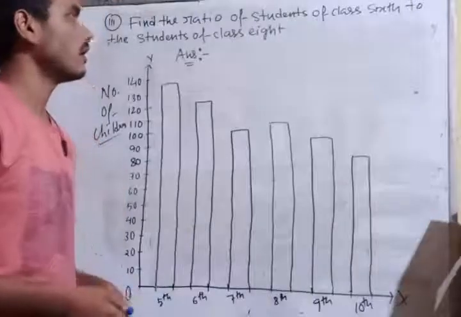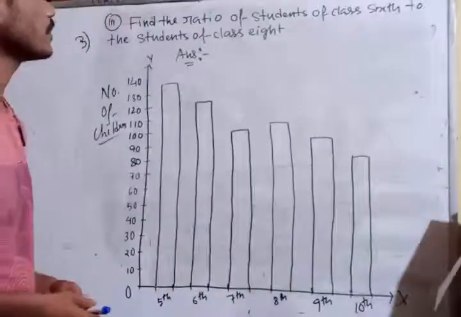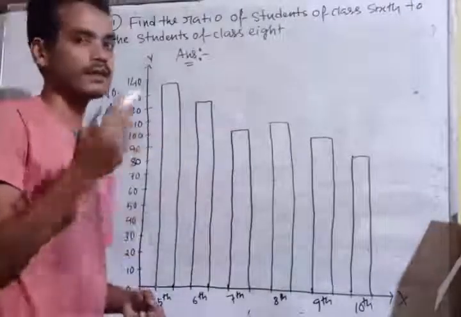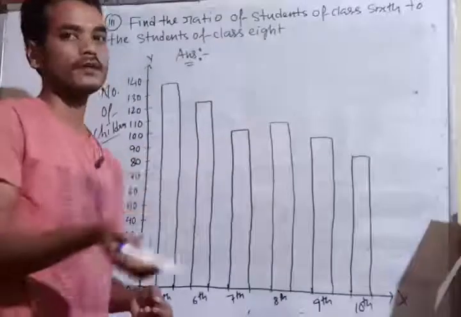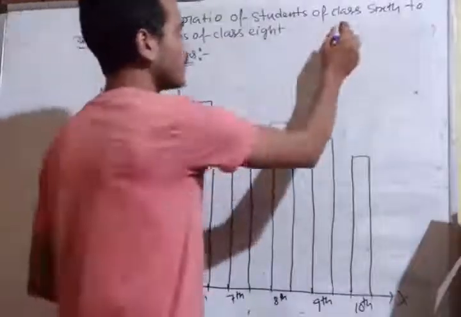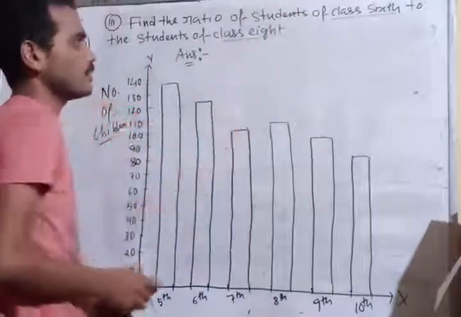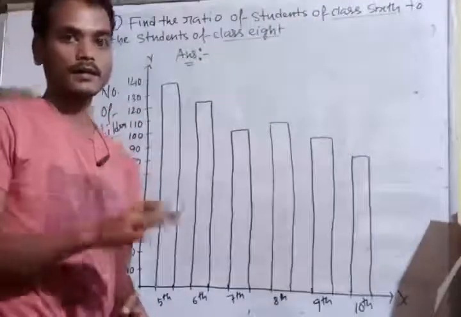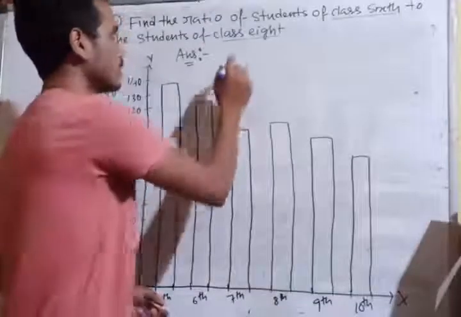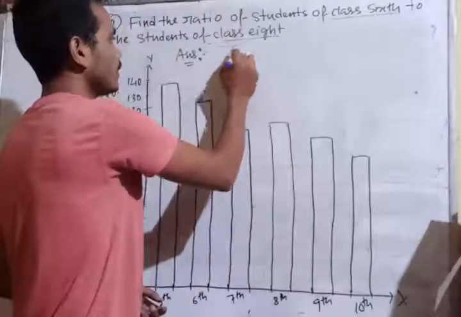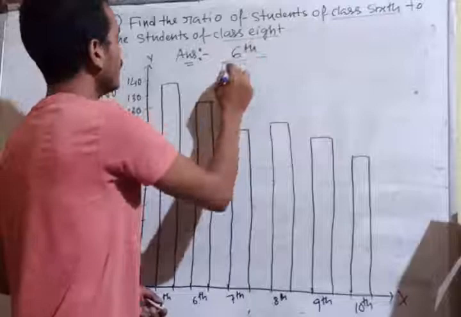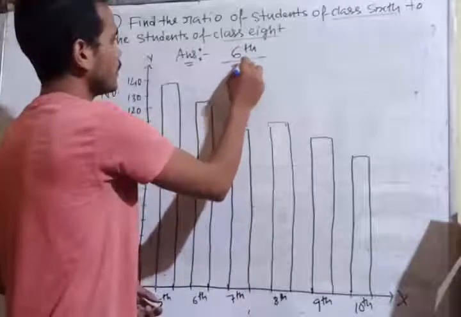You have to find the ratio of the students of class 6 to class 8. So while finding the ratio, always remember one thing: the number given first will come to the numerator. Here class 6 to class 8 is given, means 6 is coming first, so you have to write class 6 in place of the numerator. So how will you write it? You will write class 6 to class 8.